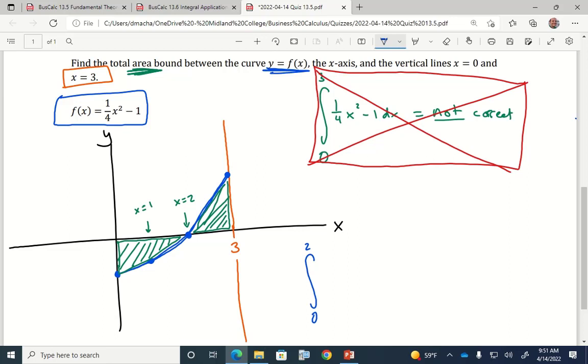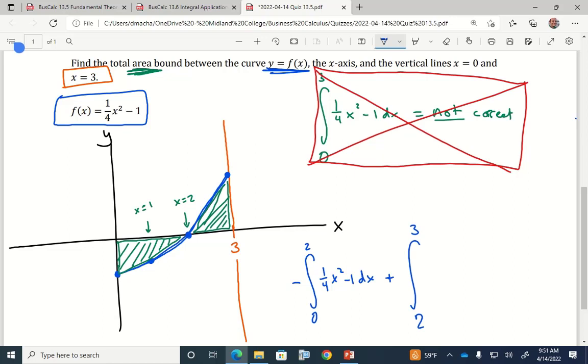And since I know this is going to be a negative number and I want it to be positive, I can make that a negative of the integral of 1/4 x squared minus 1. And then I want to add to that this extra area, so then I'll add a definite integral that has lower bound 2 and upper bound 3. So that would add the little piece of area above the axis.